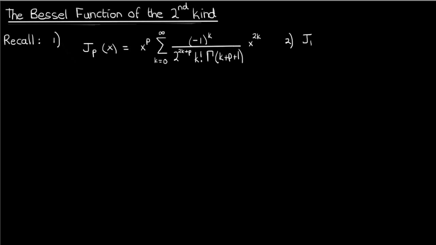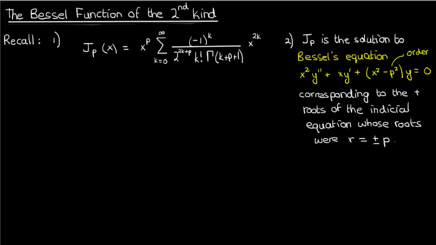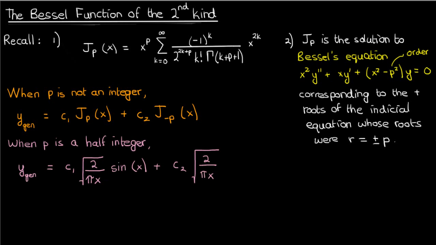The second result I want to review is the fact that J_p is the solution to Bessel's equation corresponding to the positive root of its indicial equation, whose roots were r equals plus or minus p. Now when the order p is not an integer, or even a half integer for that matter, we said that the general solution to Bessel's differential equation is just a linear combination of J_p and J_negative p, where J_negative p corresponds to the negative root of the indicial equation, which we get by applying the Frobenius method. When p is a half integer, recall that in my previous Bessel equation video we said that the general solution just involves sines and cosines.